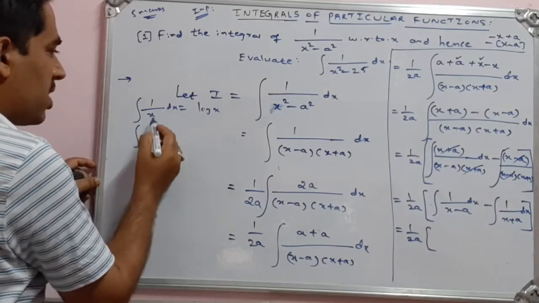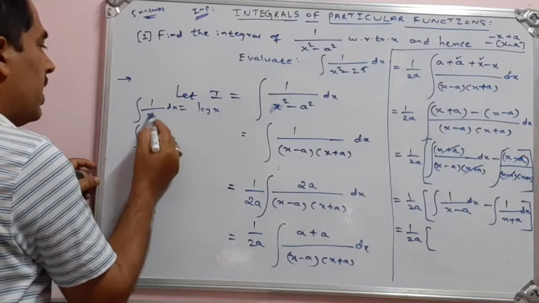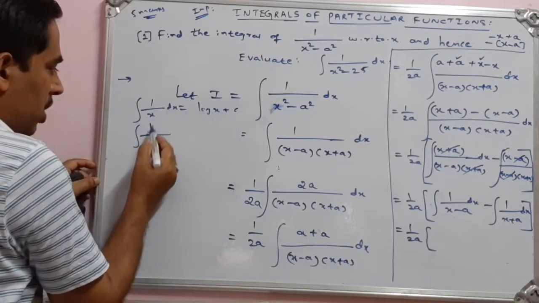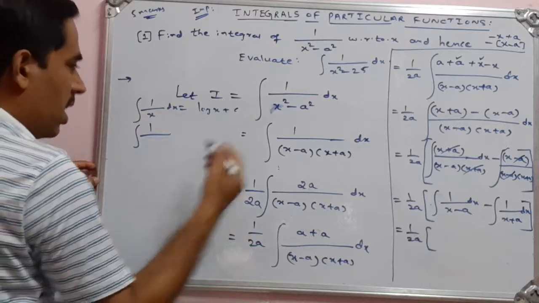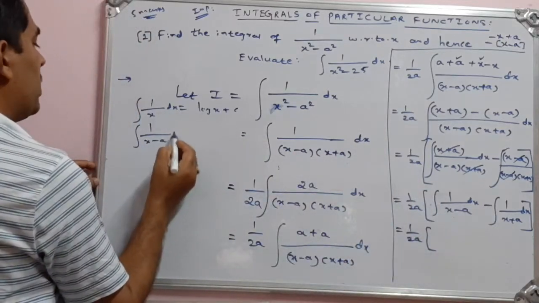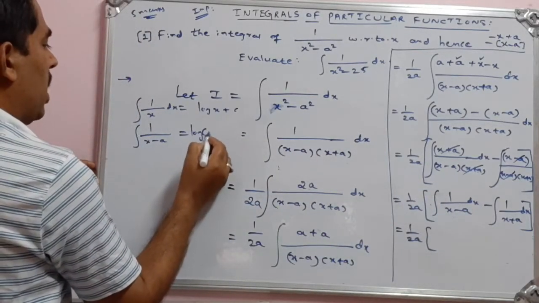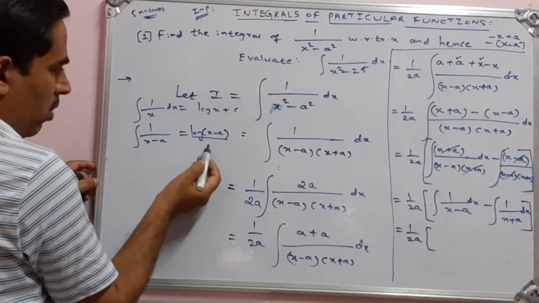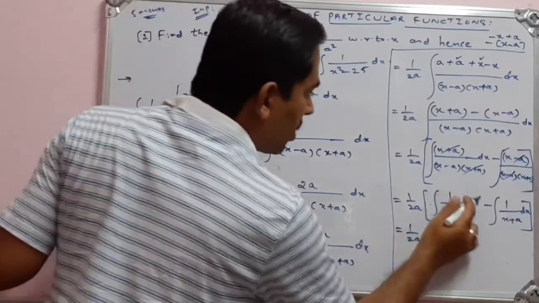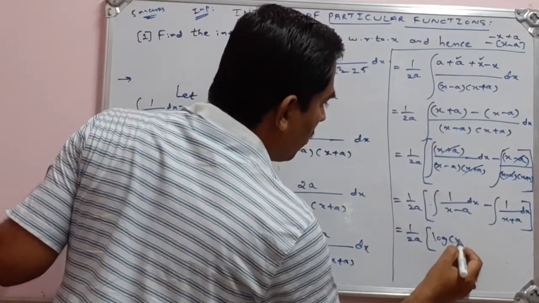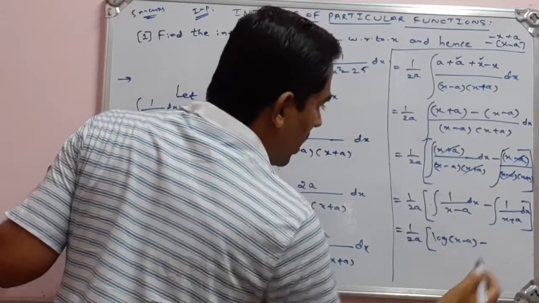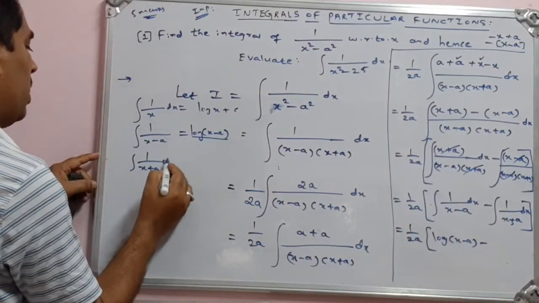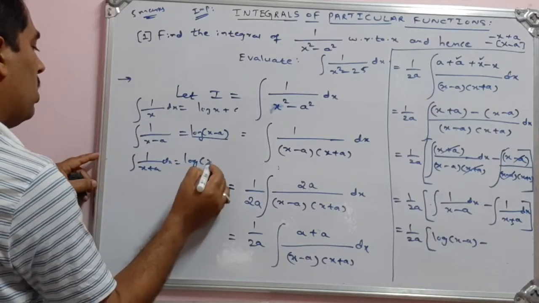See, integration of 1 by x is log x plus constant of integration, of course. Then if x is replaced by ax plus b or x minus a, here x minus a is there, then the result won't change. See log of x minus a, the coefficient of x is 1, you need not worry about it, divided by 1 only, okay, log of x minus a. So integration of 1 by x minus a is log of x minus a. Minus, what is the integration of 1 by x plus a? Similarly, integration of 1 by x plus a with respect to x, that will be log of x plus a.